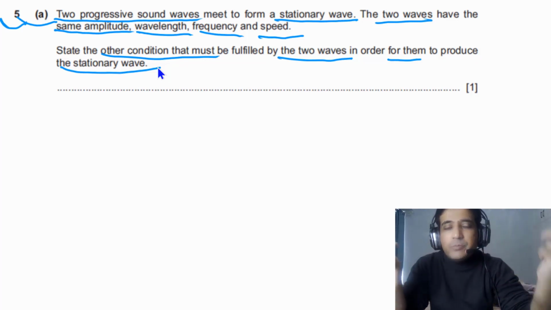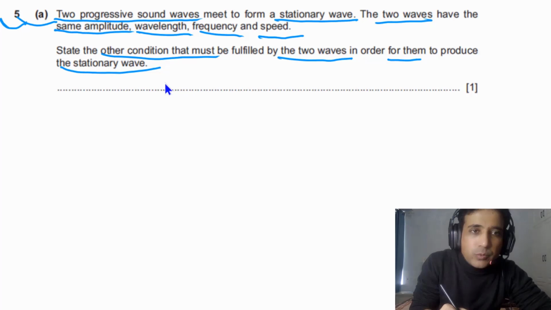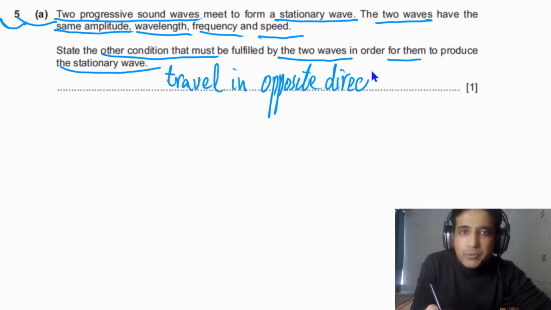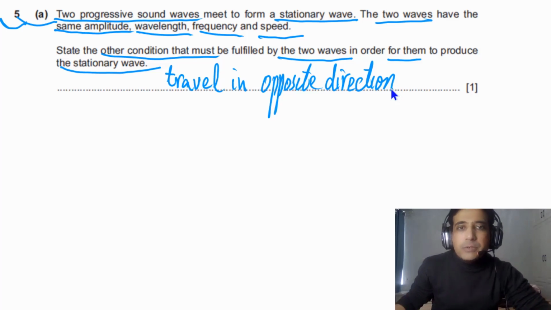So simply for this question, you need to write down travel in opposite directions. So those two waves have to travel in opposite directions. If they travel in opposite directions, they can form a stationary wave if they have the same amplitude, wavelength, speed, and frequency. So we can say travel in opposite directions.